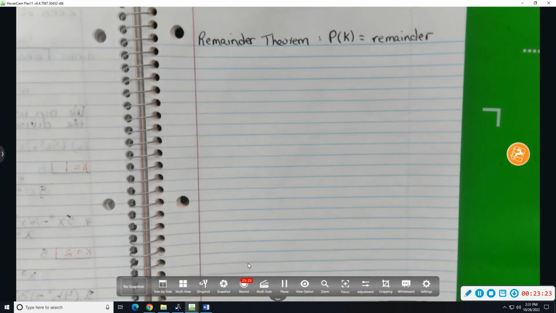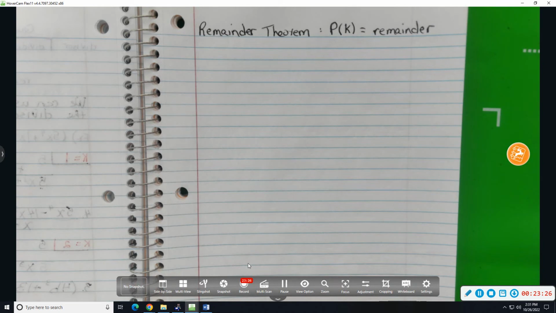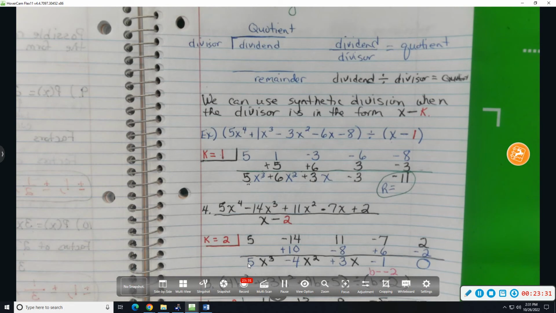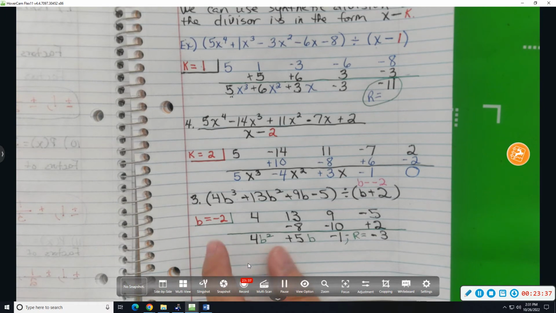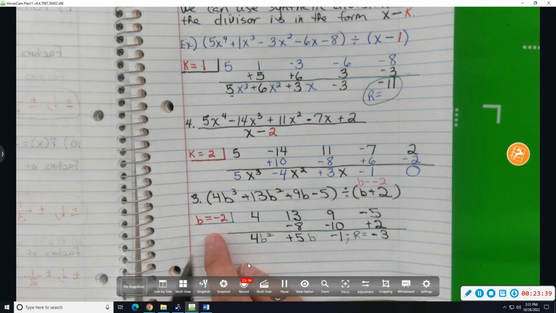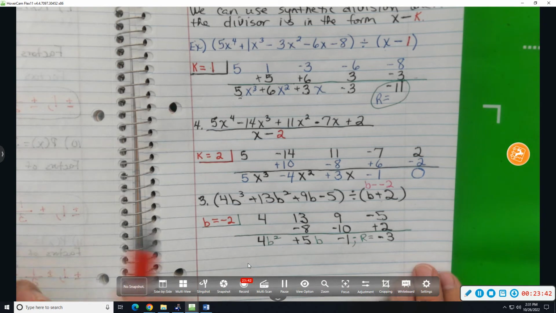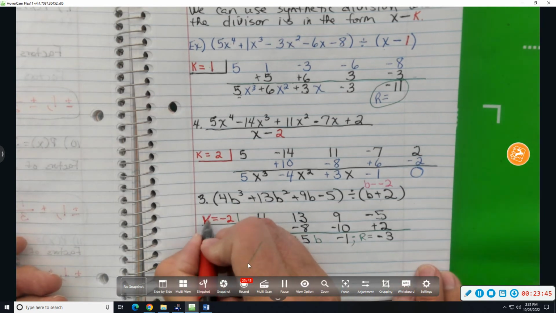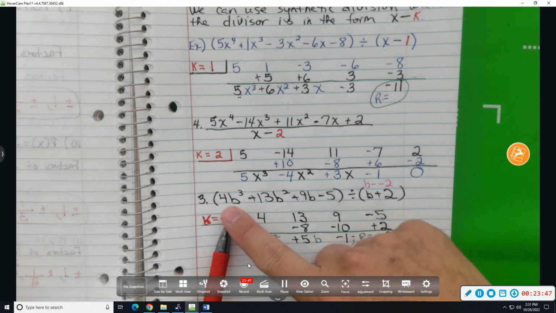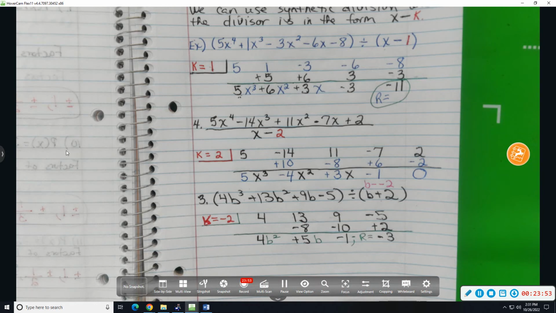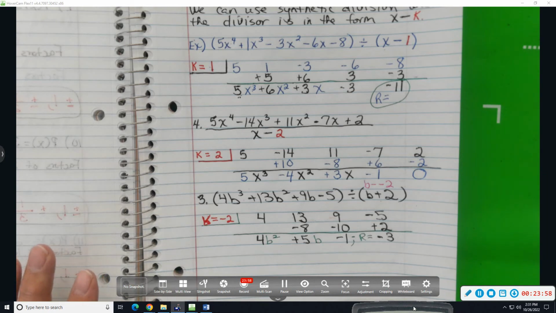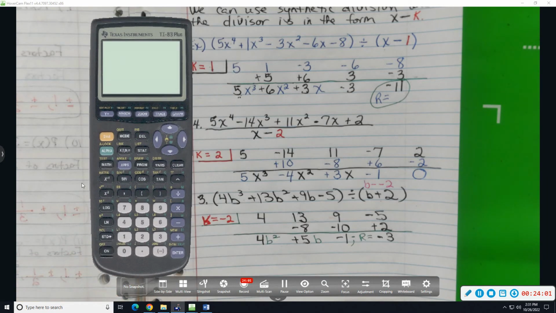It's sort of a shocking statement that we present without a lick of proof, just to illustrate it. But we can show. Let's take number 3 here, and let's take that k value of negative 2 and plug it into 4b cubed plus 13b squared plus 9b minus 5. I have my calculator right here. Don't bother writing this down or anything.